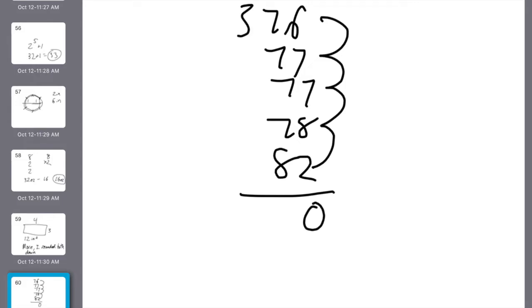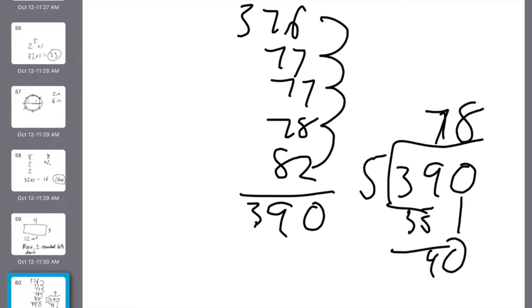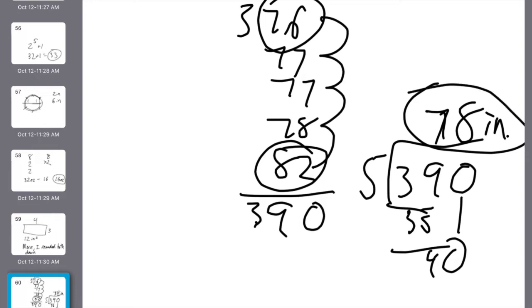So I got a 10 here, 17, 24, 30. 4 times 7 is 28. 28 plus 8 is 36, 37, 38, 39. I'm taking my 390, I'm dividing it by the 5 players. 7 times is 35, 40, gives me 8. The average height was 78 inches.